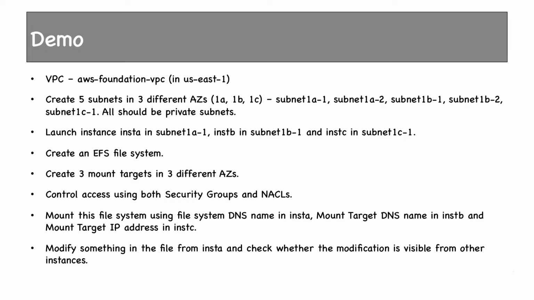We'll mount the EFS file system using DNS name in INST A, mount target DNS name in INST B, and mount target IP address in INST C. We'll modify something in the file system from INST A and check whether the modification is visible from other instances.